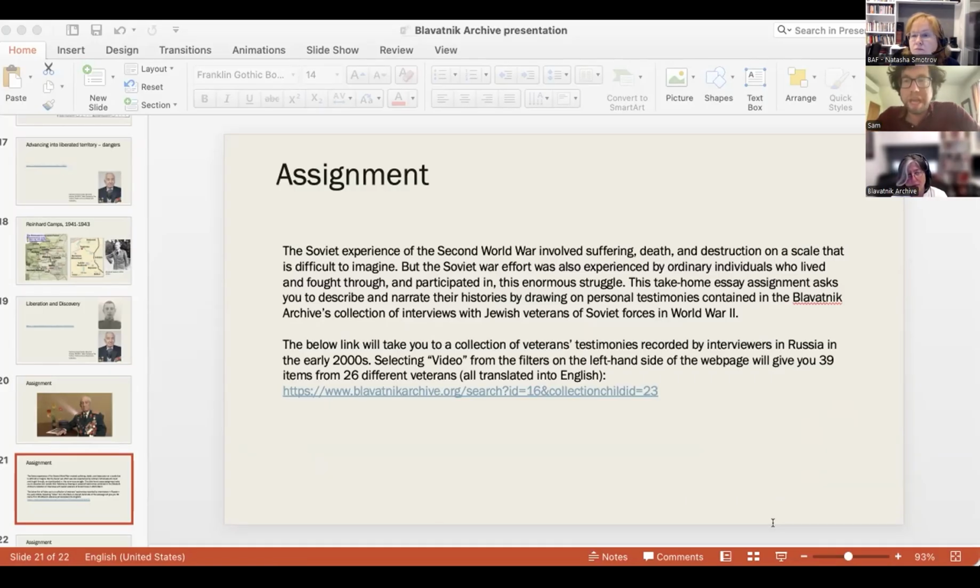Basically, the assignment asks them to select a veteran from the veterans that are included in the Veterans Testimonies collection, and write an essay about their experience of the Second World War. They have to select a veteran, which means that they have to watch a number of videos in order to determine which veteran they'd like to write about.